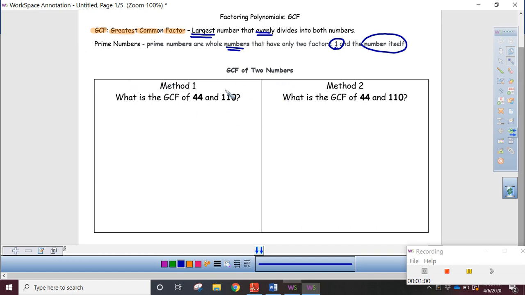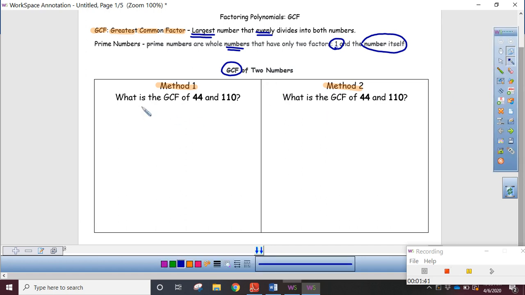Let's take a look at our first two examples of the lesson. The first two examples go hand in hand. I'm going to show you two methods on how to find the GCF of two numbers. Method 1 is very similar to the method that you're going to see on Edgenuity, which is the program that you have for the lesson and the assignment. Method 2 is going to be a little bit different, and then you can decide which method you would prefer to use, whichever one is most convenient for you.